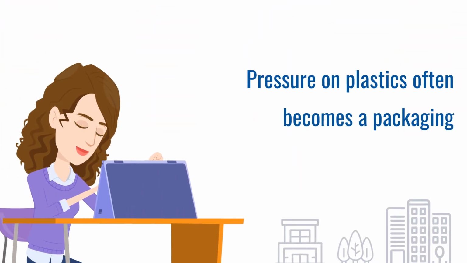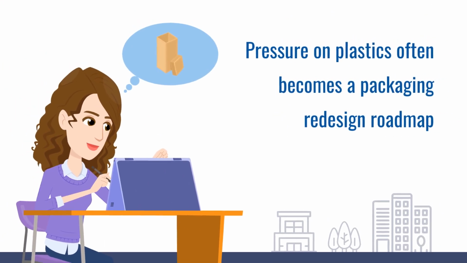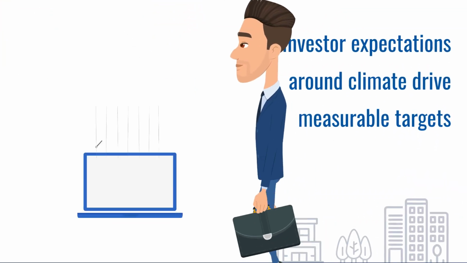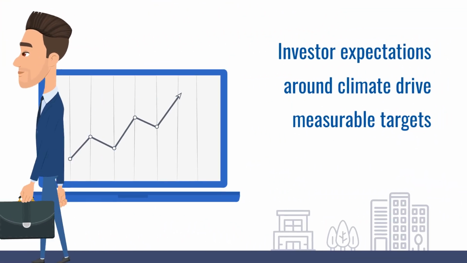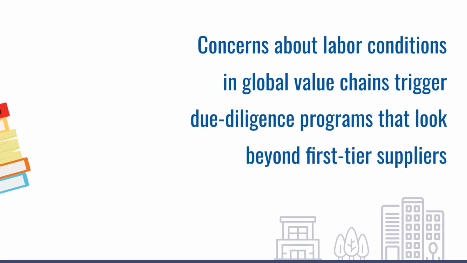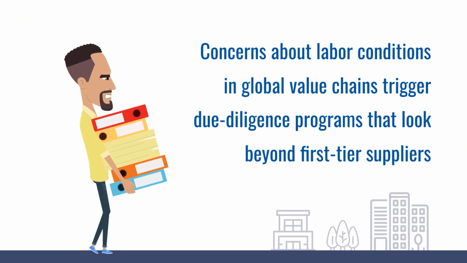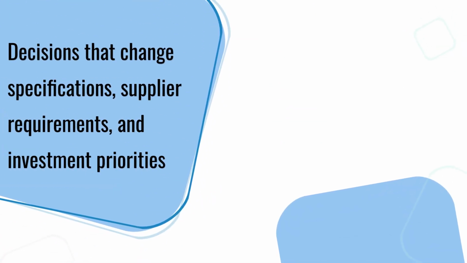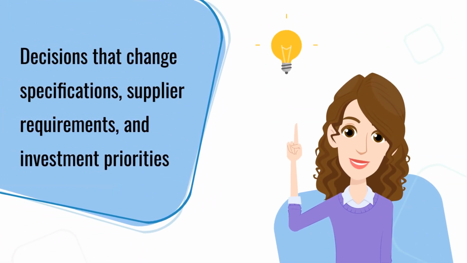Pressure on plastics often becomes a packaging redesign roadmap. Investor expectations around climate drive measurable targets and supplier engagement on energy use. Concerns about labor conditions in global value chains trigger due diligence programs that look beyond first-tier suppliers. These are not abstract ideals. They are decisions that change specifications, supplier requirements, and investment priorities.